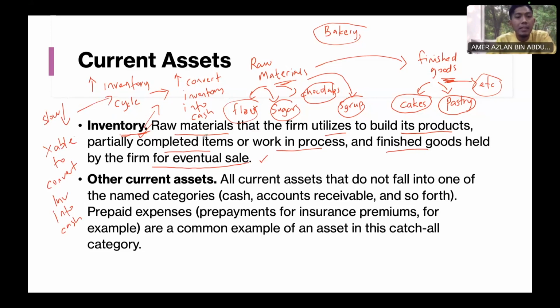That is inventory. The next one is other current assets, which do not fall into any of the named categories mentioned earlier. Okay, they are not cash, they are not accounts receivable, and so forth. Okay, there could be other types of current assets out there. For example, prepaid expenses, one of the common examples of an asset in this category of the current assets.